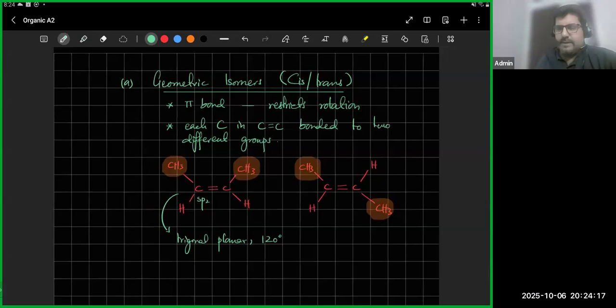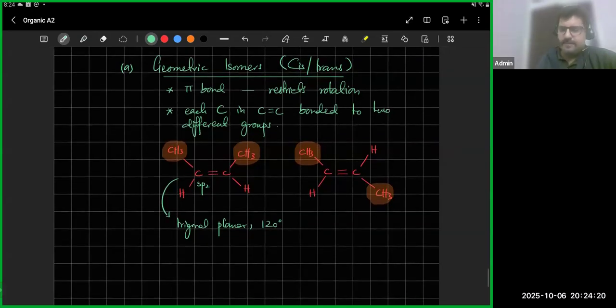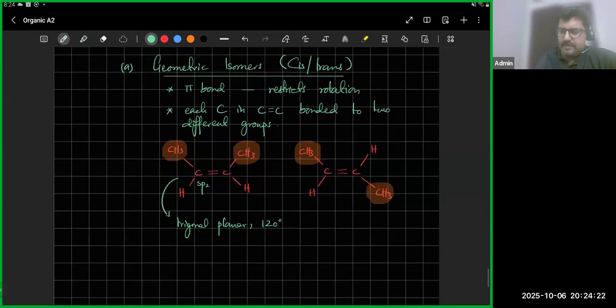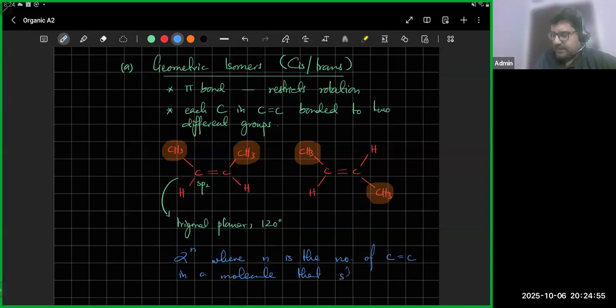We'll do sp2 hybridization in detail later, but this is what geometric isomers are. Also remember that as the number of geometric isomers increases, if a molecule has two double bonds, both of them making geometric isomers, then the total number of shapes it's going to have is going to be 4. Remember, 2 to the power n, where n is the number of double bonds in a molecule that show geometric isomerism.